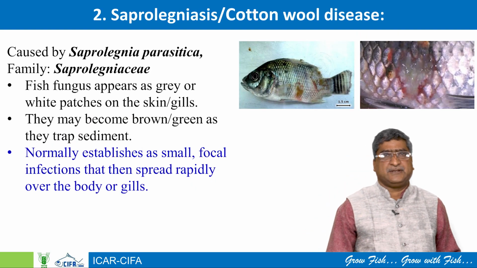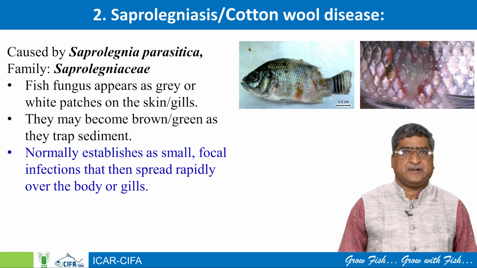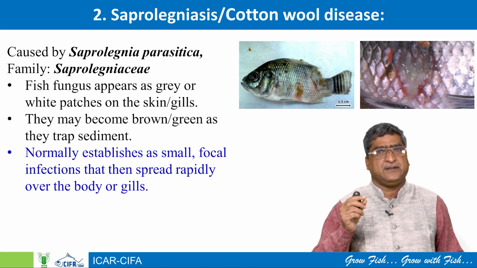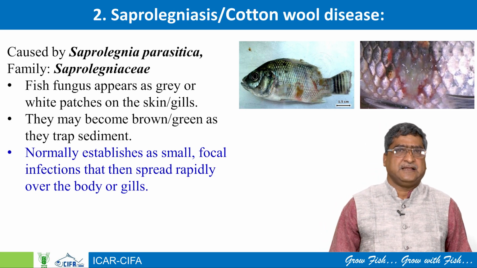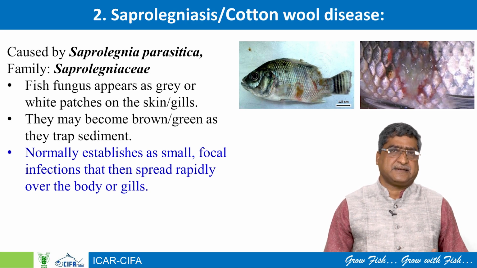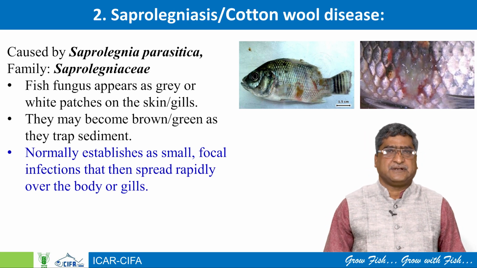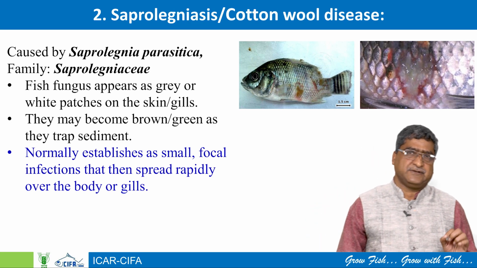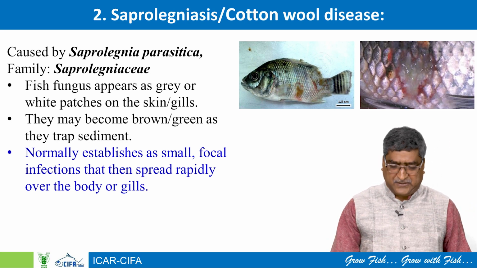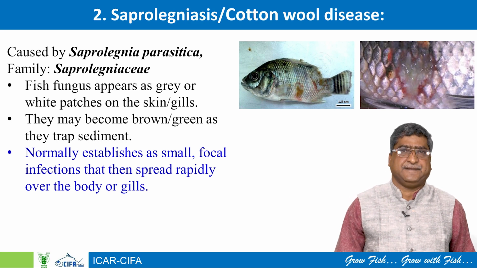Then we have Saprolegniasis. It is caused by Saprolegnia parasitica, of the family Saprolegniaceae, the fish fungus, and initially they appear as white or grayish patches. Subsequently, a lot of nutrients and organic matter get trapped in this, and the color changes as per the environment. So normally it is a small infection, we will find focal necrosis, and it becomes large and also affects the other scales and the surface layer, the skin.